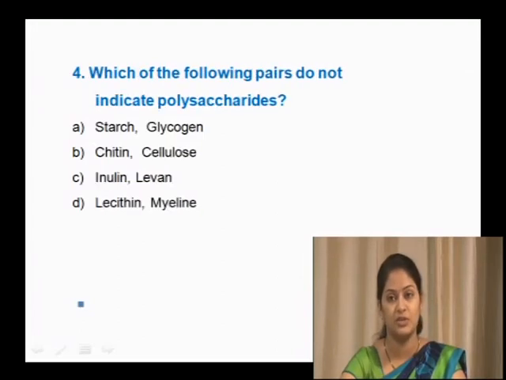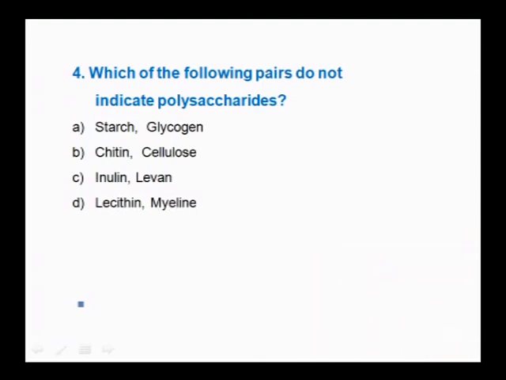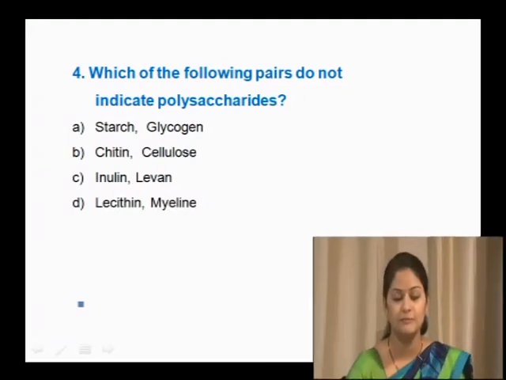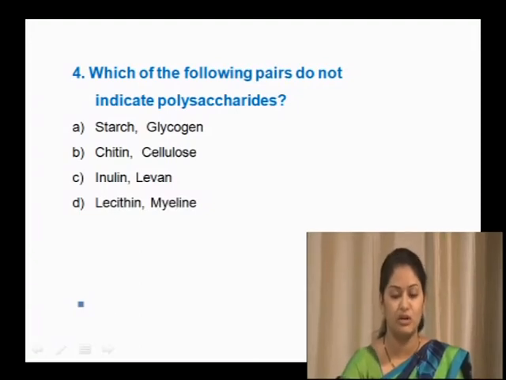Moving on to the next question, the fourth one. Which of the following pairs do not indicate polysaccharides? So we know that a polysaccharide is a polymer of monosaccharides or sugar units. The pairs go as follows. First one, starch and glycogen. Second, chitin and cellulose. Third, inulin and levan. D is lecithin and myelin. So we have to identify only the pair which is not polysaccharide.